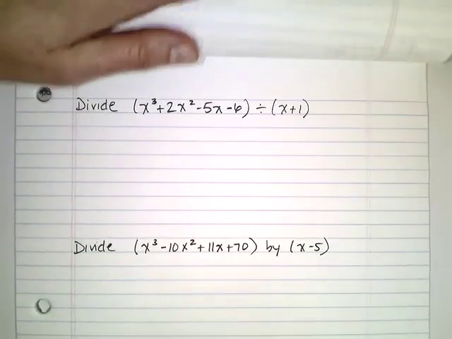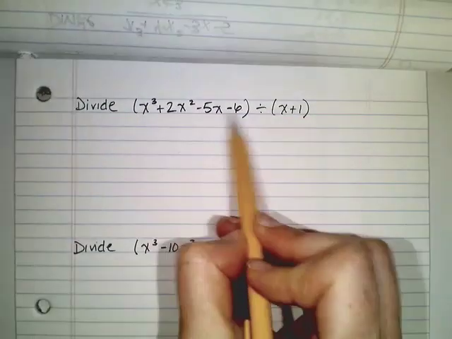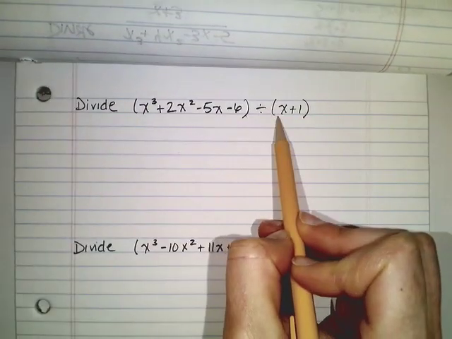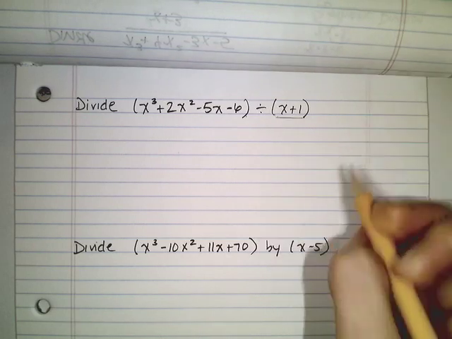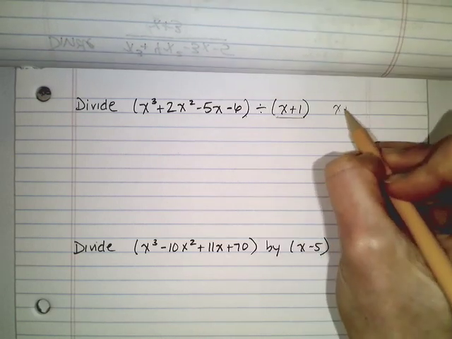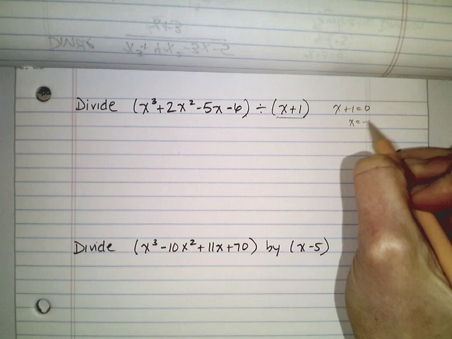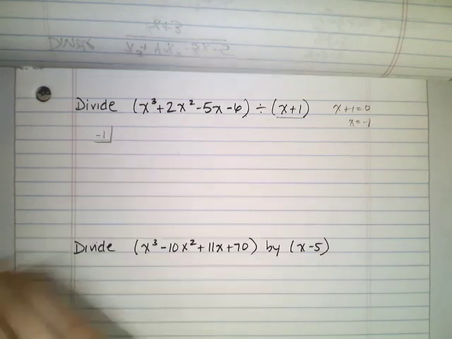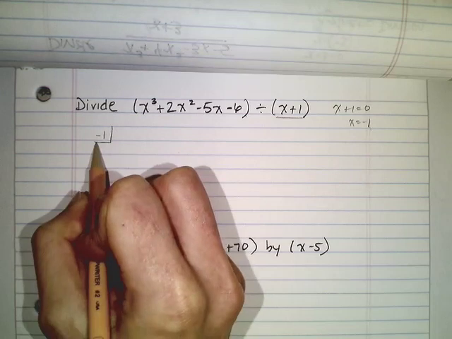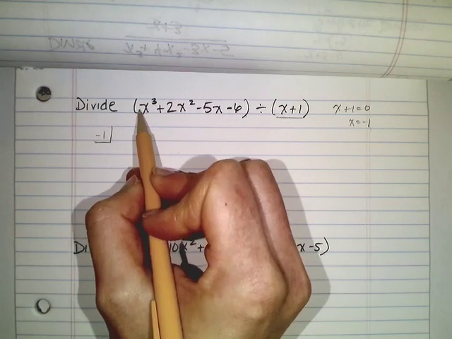Let's divide this guy by this. So the first thing you want to do is find the root that this is associated with. So x plus 1 equals 0, so x equals negative 1. Then you're going to write negative 1 in the little shelf, and then you're going to write the coefficients.